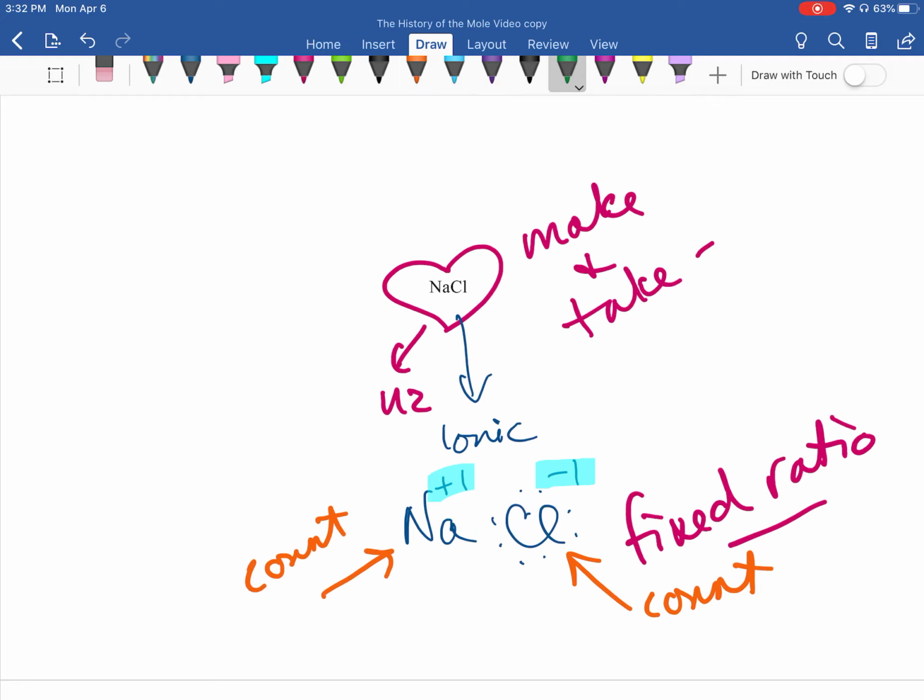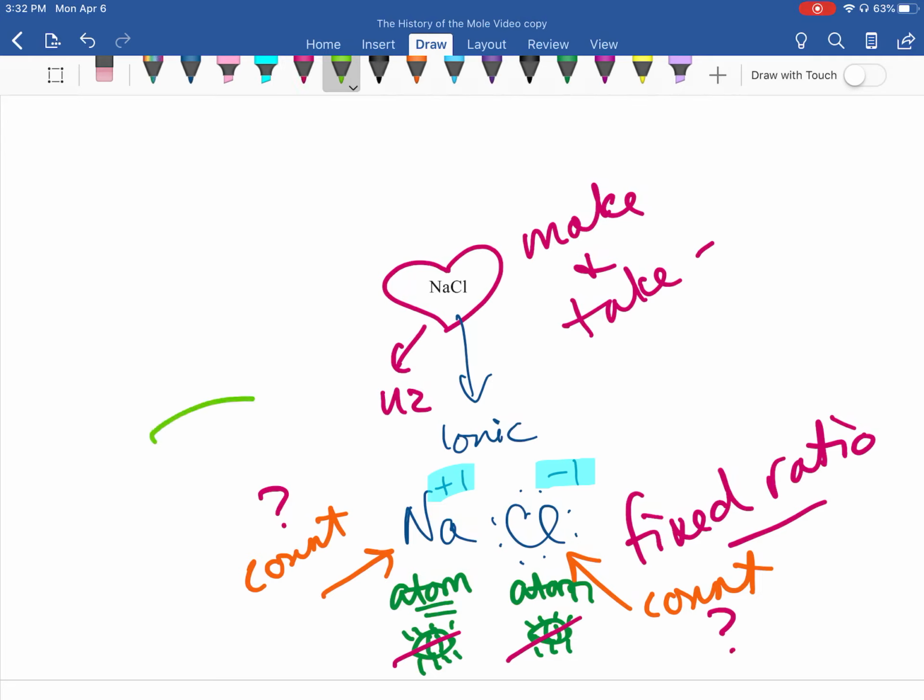Except this is the huge dilemma that has plagued chemistry for hundreds of years, and that is, can you actually see an atom of sodium? Can you actually see it? Ooh, creepy eyeball. No. What about an atom of chlorine? Can you see it? Heck no. So, since we can't actually see either one of those things, how in the world are you going to count them?